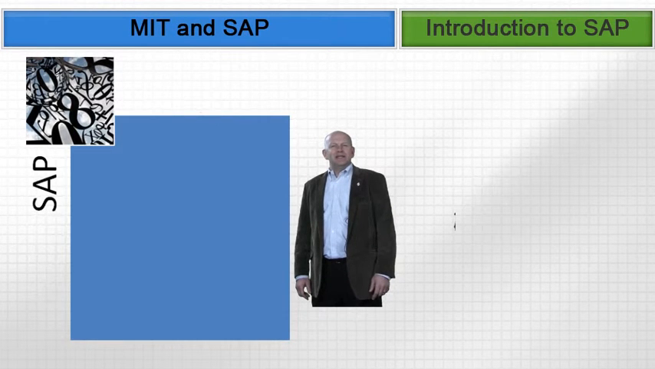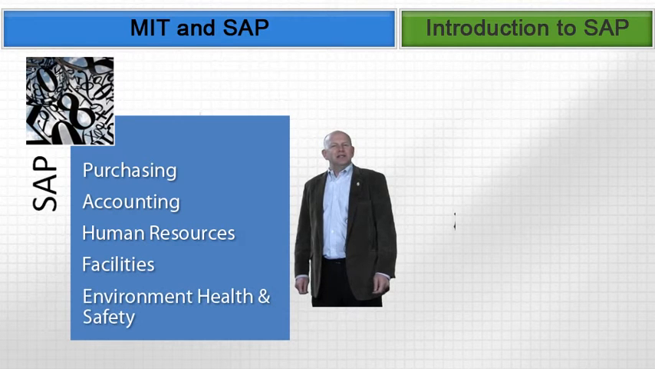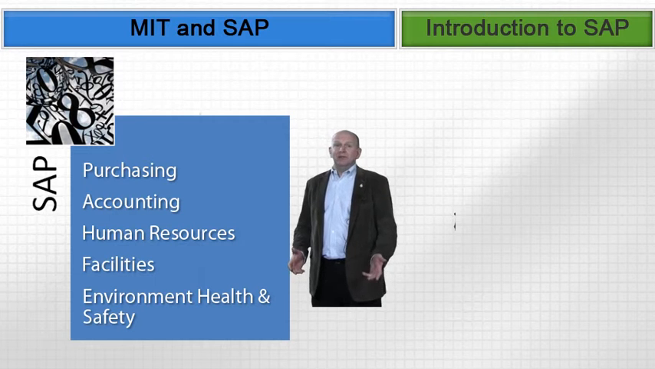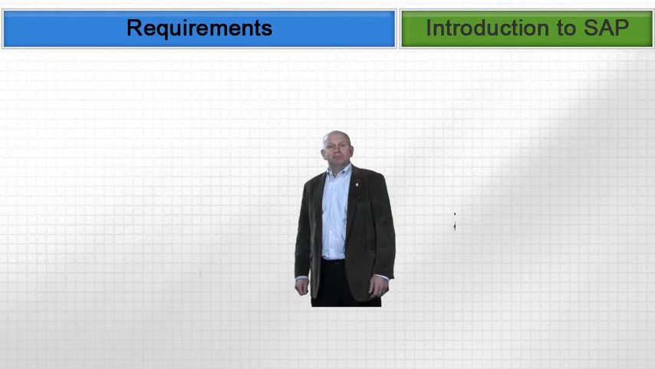At MIT, SAP is the application that is used for financial and administrative tools that help us to perform various organizational tasks. Some examples of administrative departments that utilize the SAP system include purchasing, accounting, HR, facilities, and environment, health and safety. Every employee at MIT will have some degree of access to SAP. As a minimum, you will be able to access your employee benefits and payroll areas.